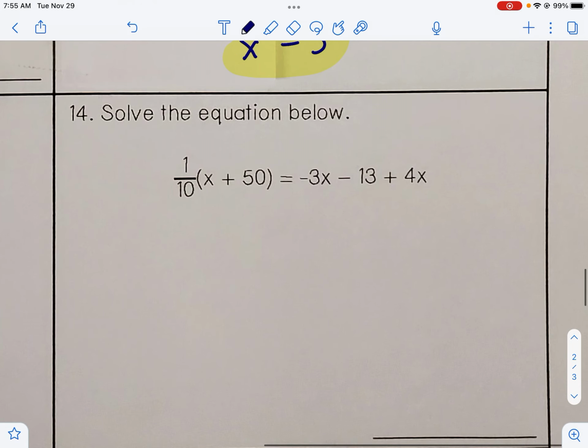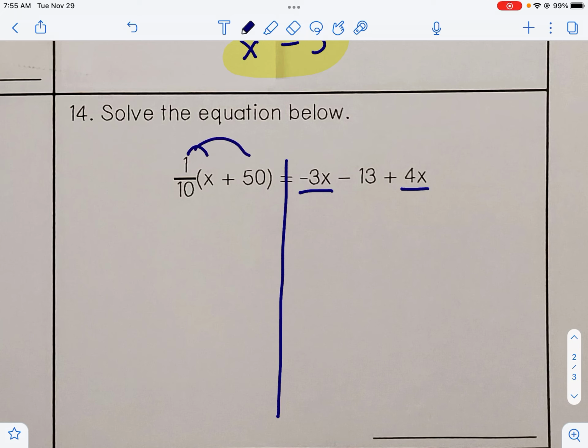And finally, for the last question, we'll again ask ourselves that same question. Are there variables on both sides? In this case, we can see there are. So I see variables on the right side and the left side. There are still parentheses, so we'll start by distributing. We'll have 1 over 10x plus 5. On the right side of the equation, you'll notice negative 3x and 4x. Those are like terms, so we can combine those together.